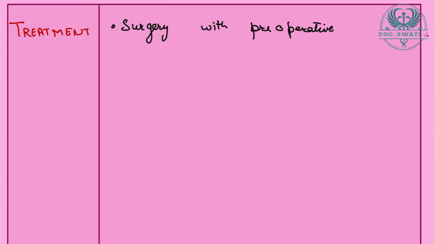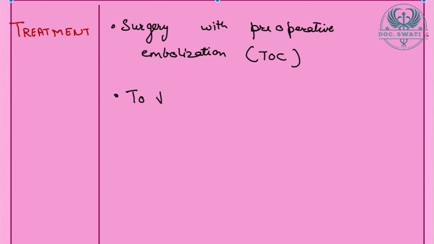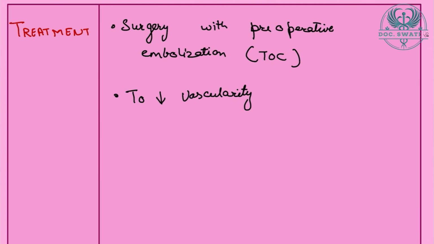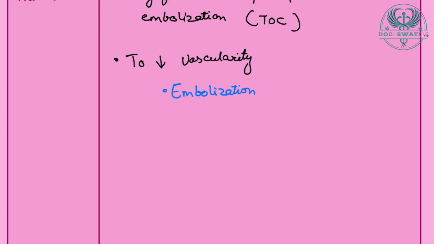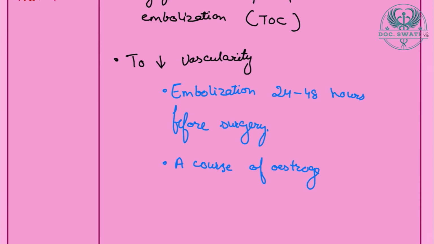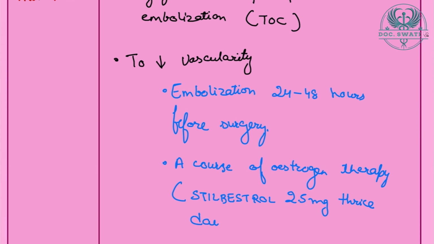So let's end our today's discussion with discussing the treatment of juvenile nasopharyngeal angiofibroma. First option we have is surgery with preoperative embolization, and this is the treatment of choice. Next, to decrease vascularity, embolization 24 to 48 hours before surgery is done, and a course of estrogen therapy, stilbestrol 2.5 mg thrice daily for 3 weeks, is given.